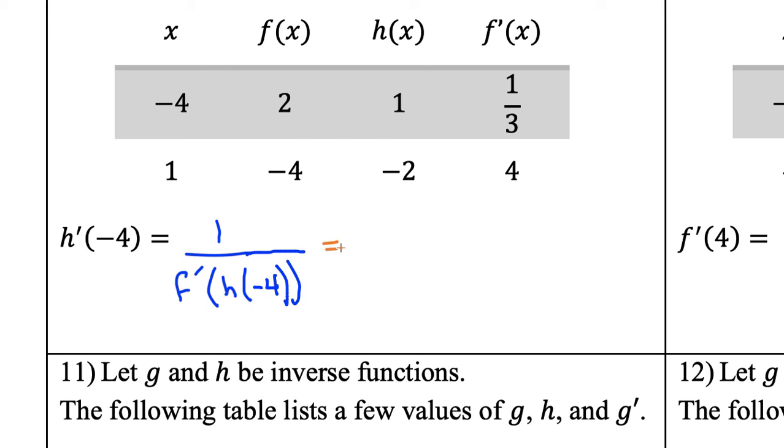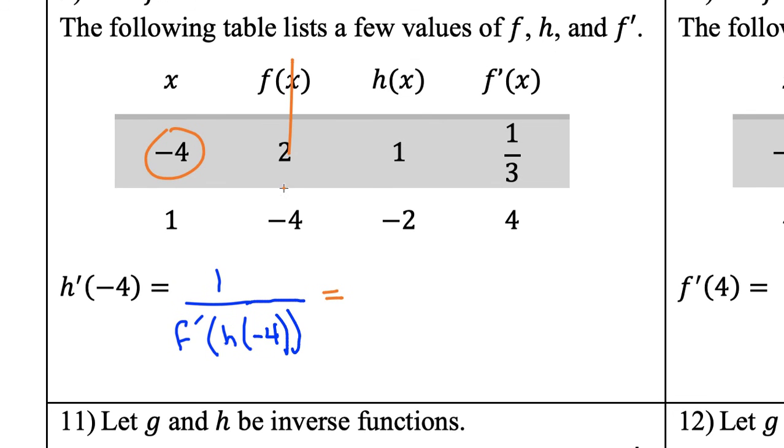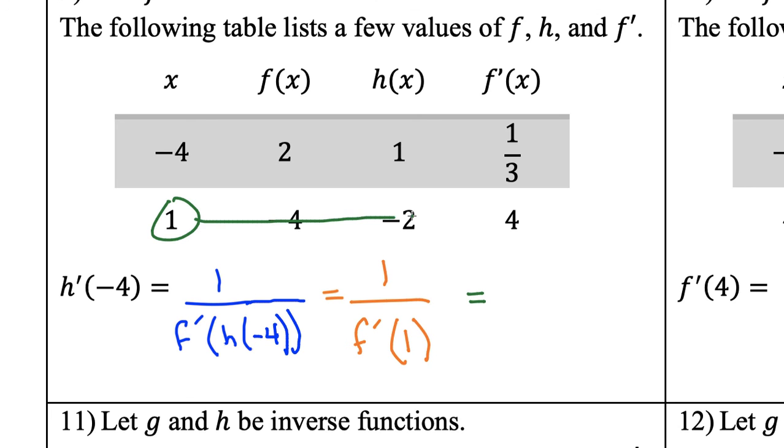H of negative 4. Well, negative 4 is right there. So which of these is h? Well, this one is h. So that matches up with 1. So I say this is 1 over f prime of 1. All right. And what is f prime of 1? When I look at f prime, which of these is f prime? Oh, that's f prime, so it must be 4. And I can go back here and say this is 1 over 4, final answer, and box it.